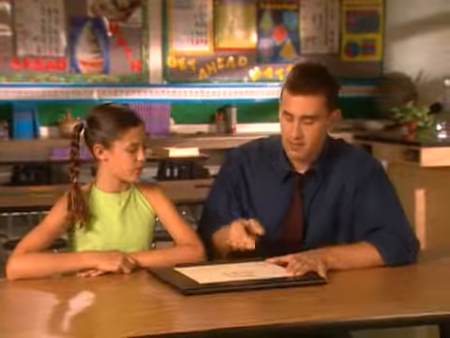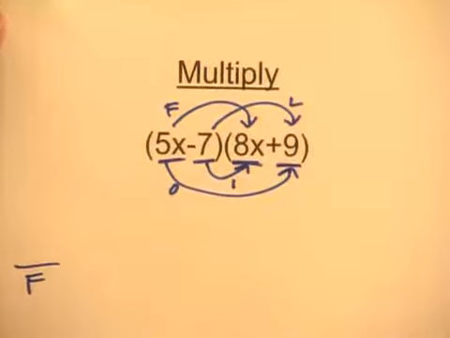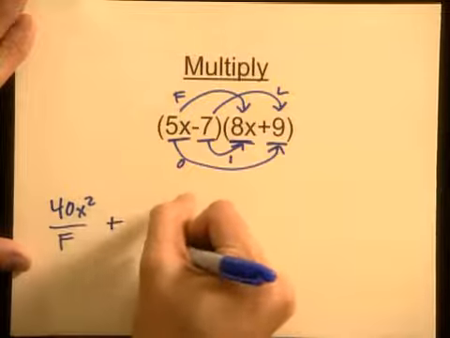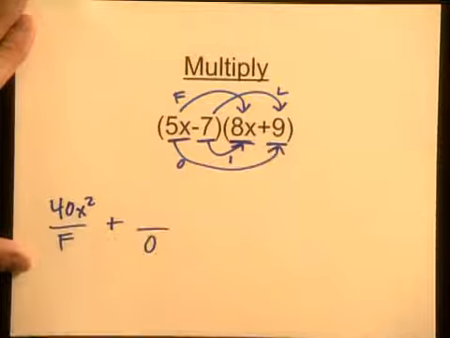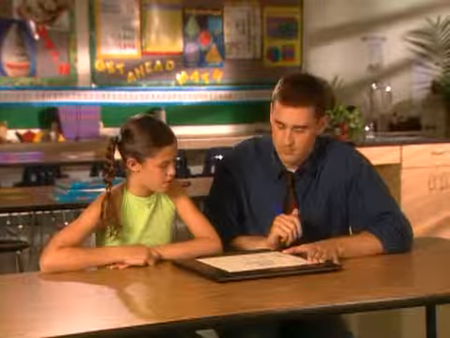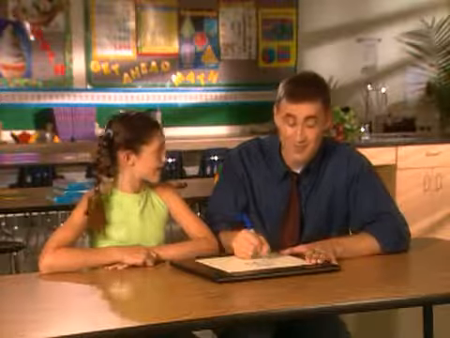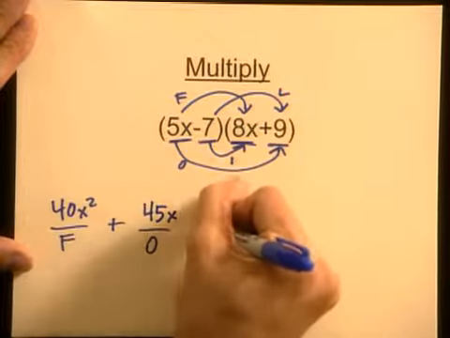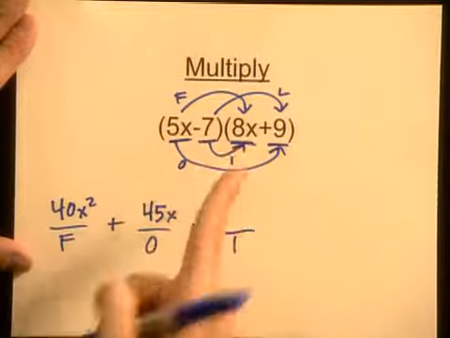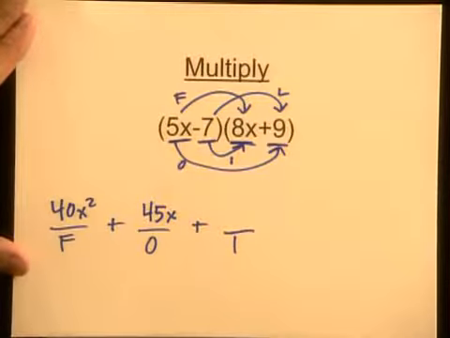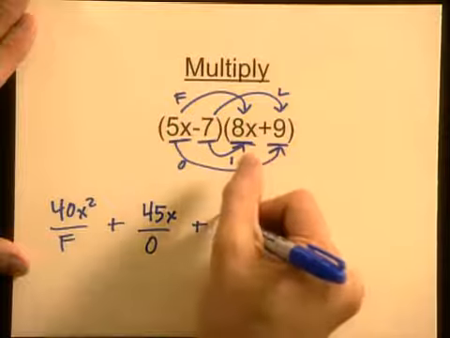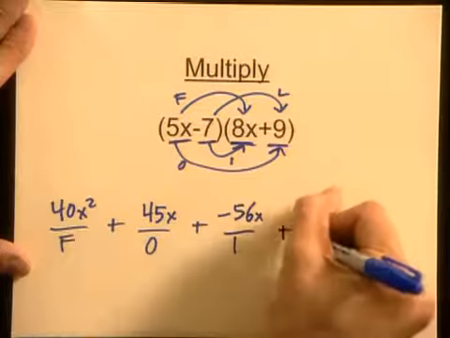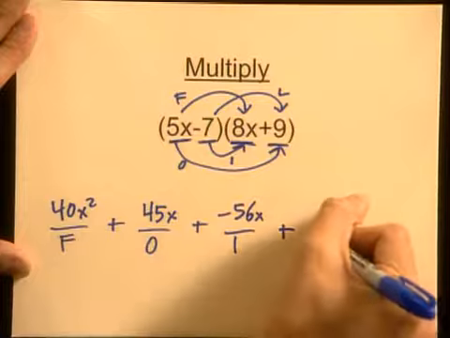So, F is 5x times 8x. What's that? 40x squared, that's right. And our O is 5x times 9. What's 5x times 9? 45x. That's right. And our I is negative 7 times 8x. What's that? Negative 56x. That's right. And negative 7 times 9 is L. Negative 63.